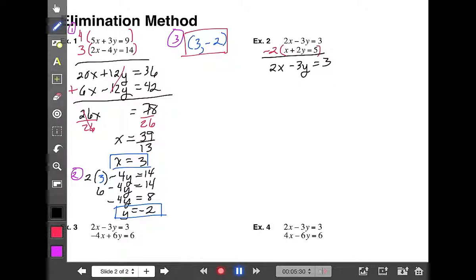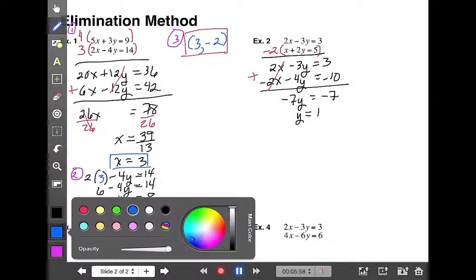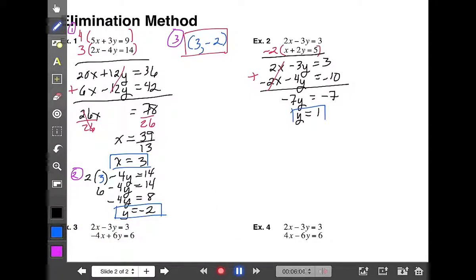And then distribute the negative 2, so you get negative 2 times x is negative 2x. Negative 2 times 2y is negative 4y. And negative 2 times 5 is negative 10. And so now when you add, your x's cancel this time. You're left with a negative 7y equals negative 7. So what's y? 1. How are you going to find x?